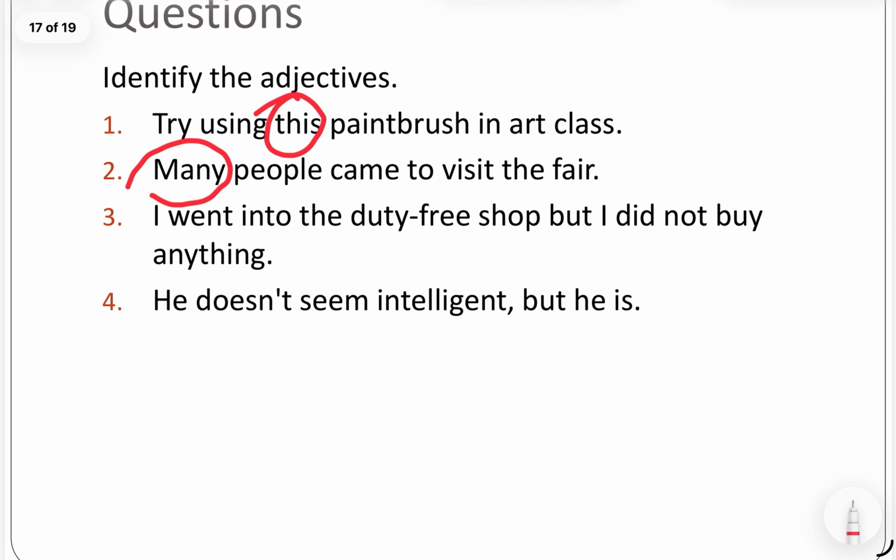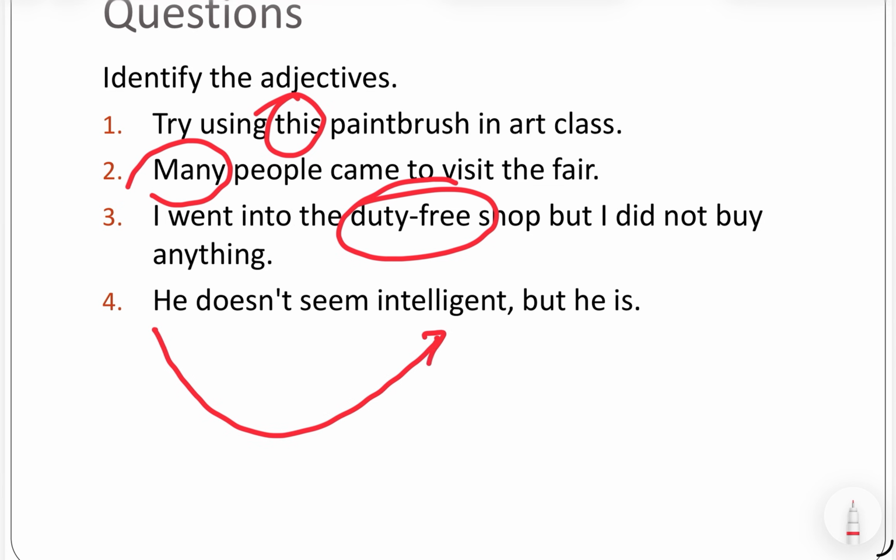I went into the duty free shop but I didn't buy anything. Here duty free is an adjective. He does not seem intelligent, but he is. We are talking about he and his quality, that is intelligent, it's an adjective.